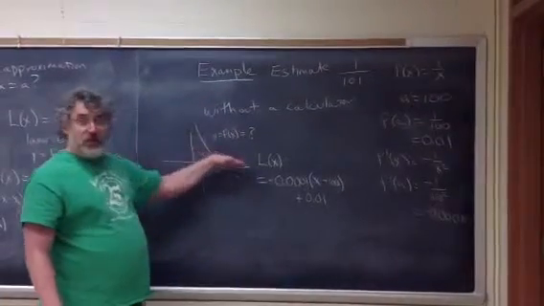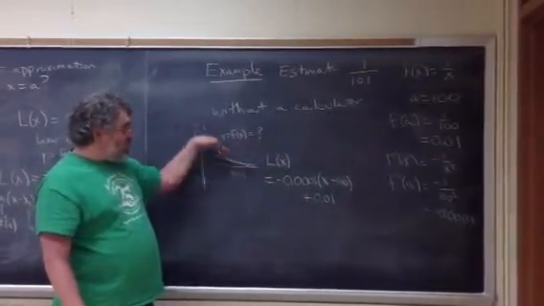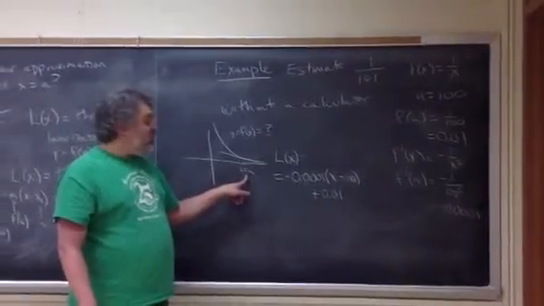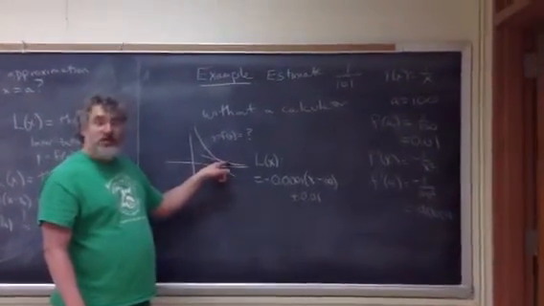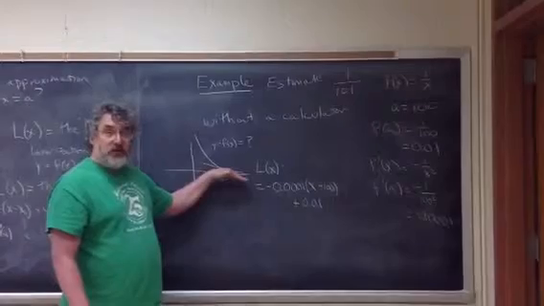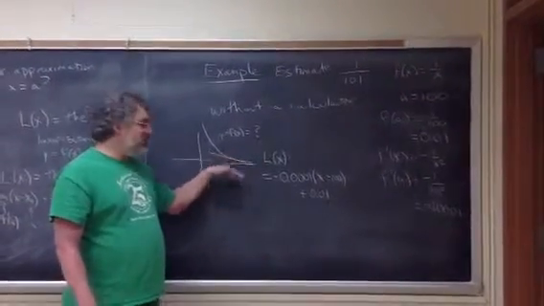Notice this is sort of the curve, y equals 1 over x. If that's x equals 100, we just want to estimate right there. And notice the line is really close. We'll talk about how close in just a second, but let's finish that off.